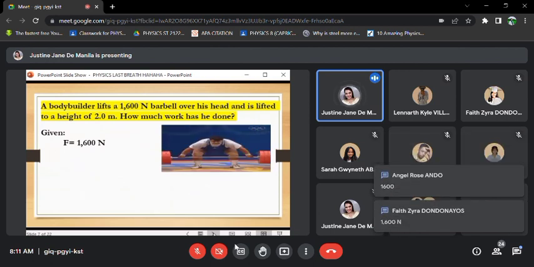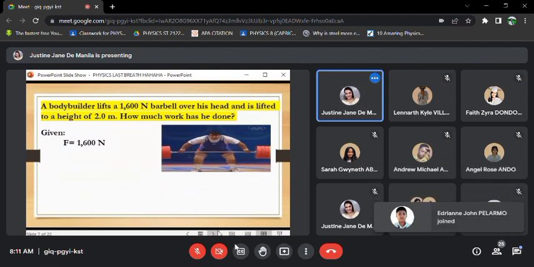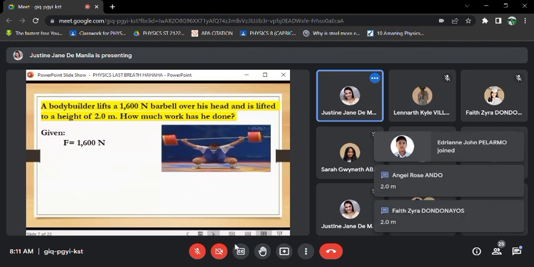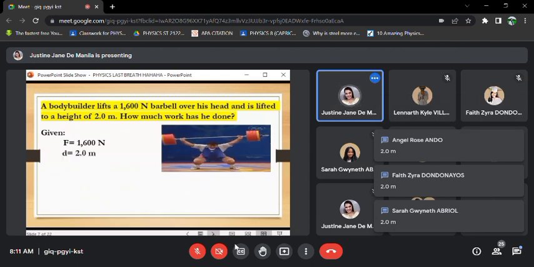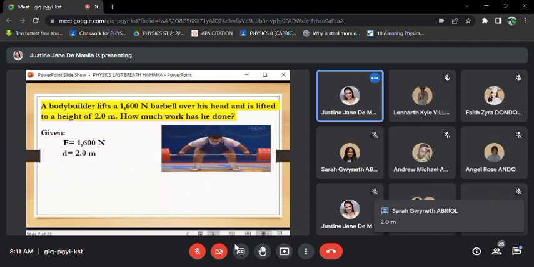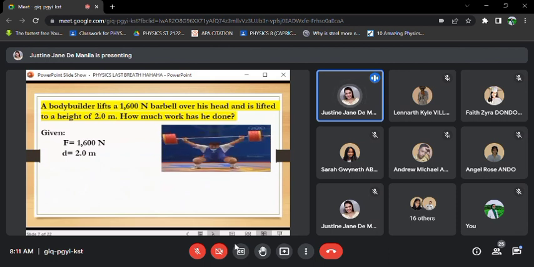Okay, 1,600 Newton. How about the displacement? Oh, very good. We have 2 meters. So, as you can remember, the formula of work is work equals force times displacement. So, let's substitute the given.